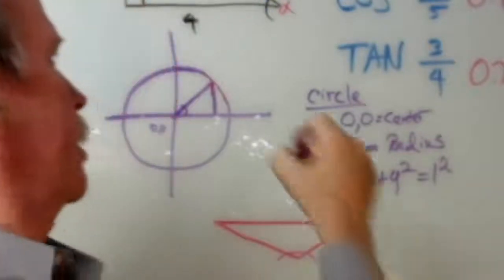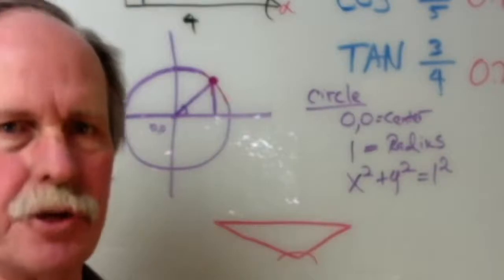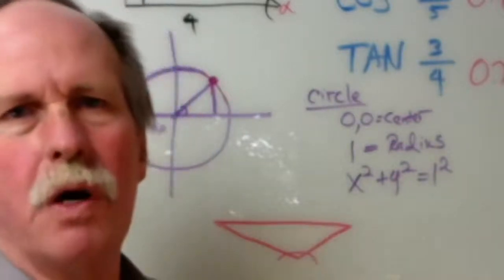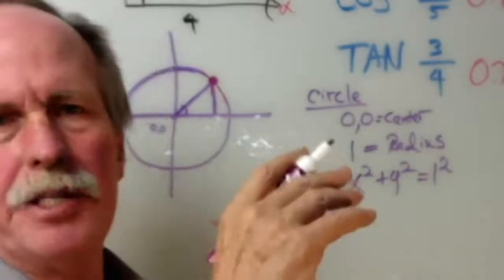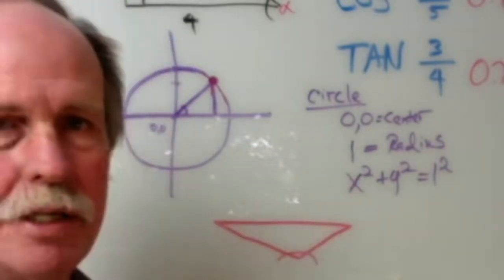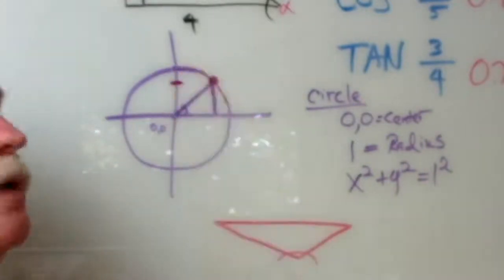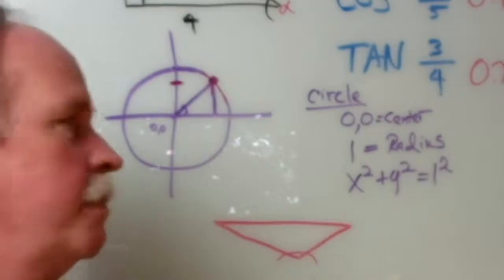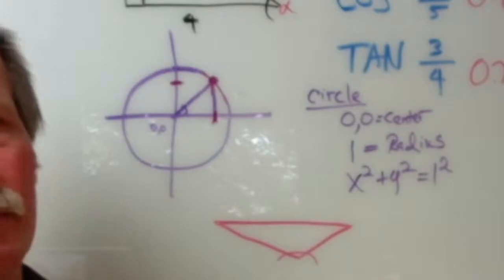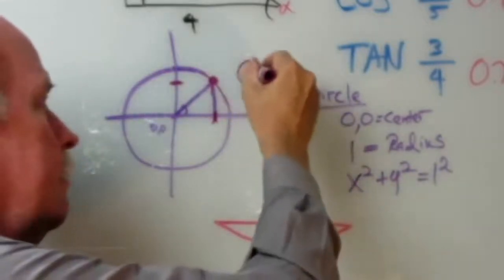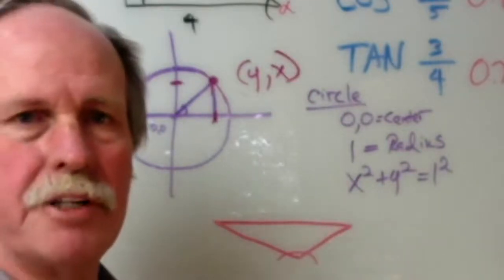So let's go ahead and have a look at a point right here. So there's a point on the circle. Now, what's the coordinate of that point? Well, the coordinate of the point is rise over run. So the rise will be on the y-axis, and it'll be right there. The run will be on the x-axis, and it'll be down here. So our coordinate would be y, x. Make sense? Rise over run.